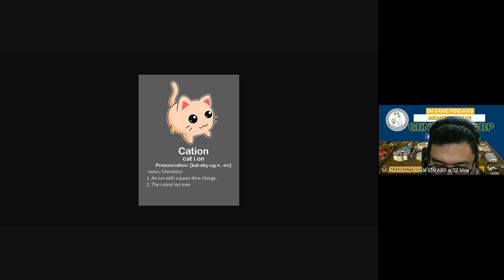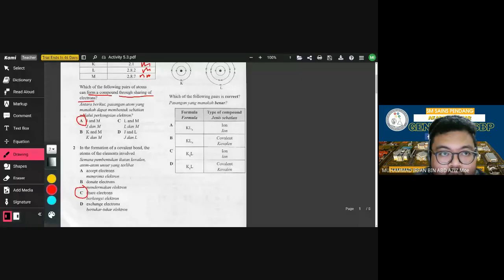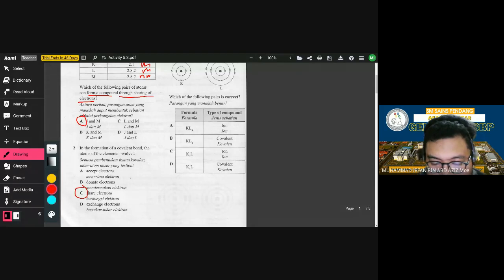They donates electrons. So kalau dah tahu cation tu, you can know that an anion will accept electron. Cikgu dah confused. Okay, I ask for accepts. Okay, A tu probably betul lah. Semua cakap anion. Accept electron will be anion. Kalau dia donates electron, it must be cation.